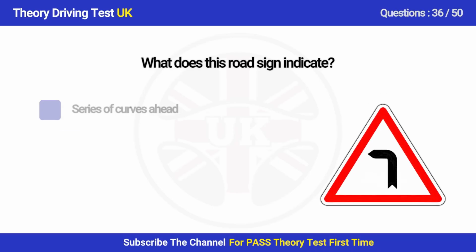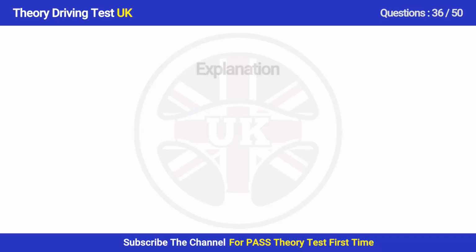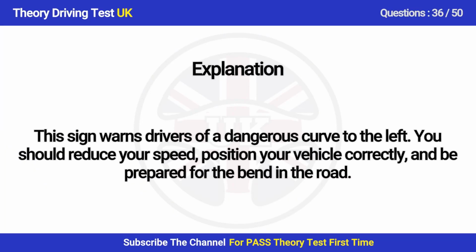Question 36. What does this road sign indicate? A. Series of curves ahead. B. Dangerous curve to the left. C. Road narrows from the left. D. Steep ascent ahead. Answer is B. Dangerous curve to the left. This sign warns drivers of a dangerous curve to the left. You should reduce your speed, position your vehicle correctly, and be prepared for the bend in the road.